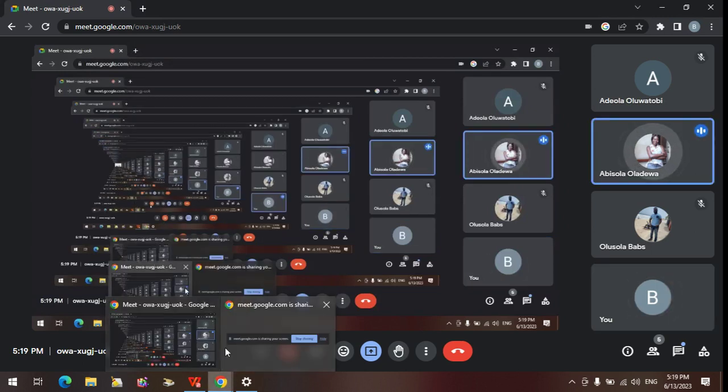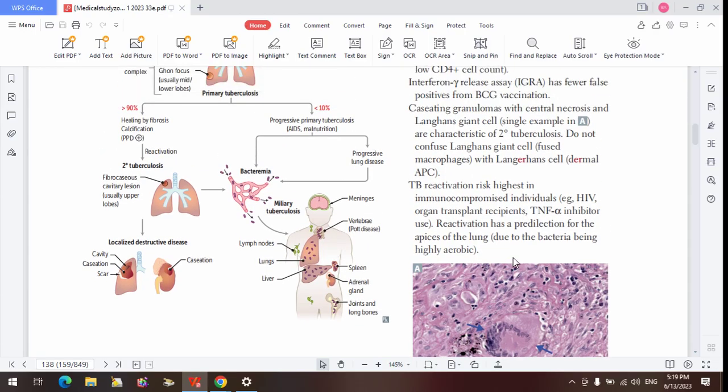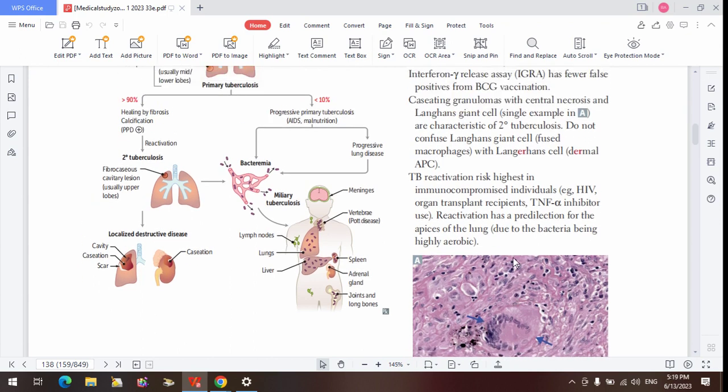So I said we cannot differentiate them with the interferon assay. So the gold standard to make a diagnosis of TB is actually the culture. So you have to do the Lowenstein-Jensen culture and you grow it. That's how you can say that this person has tuberculosis.